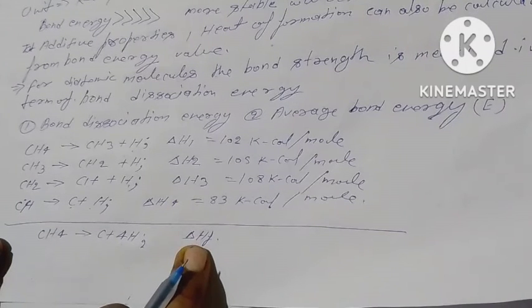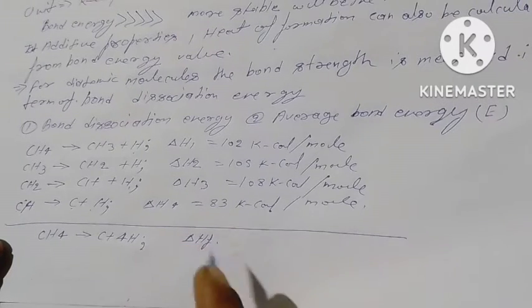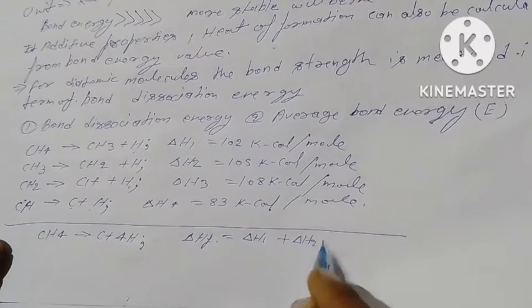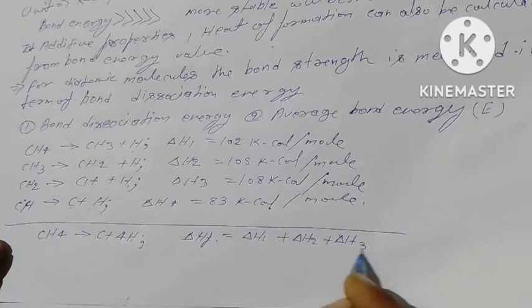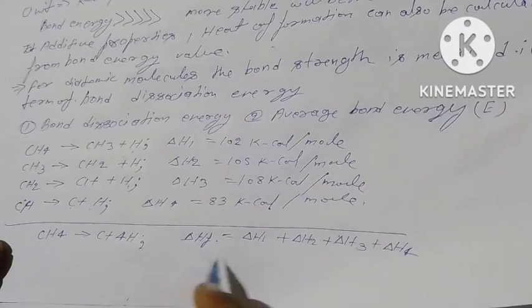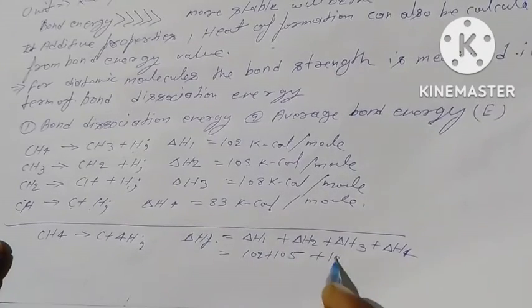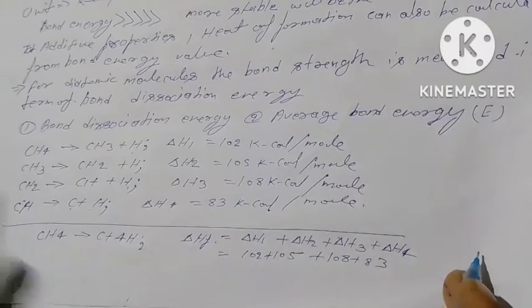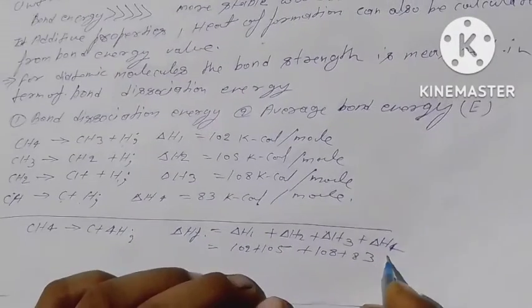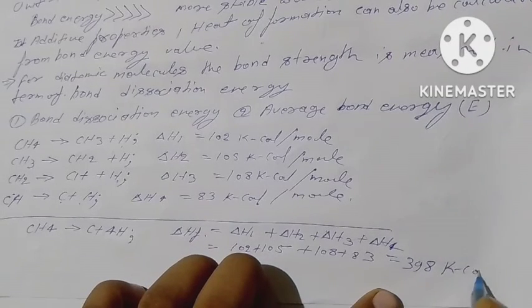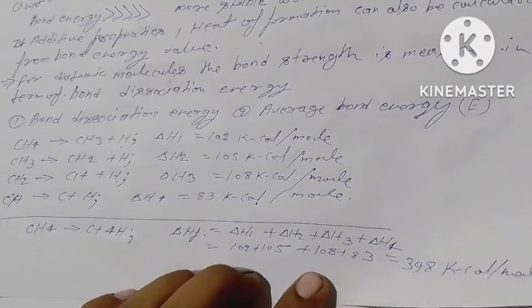Delta HF is the average of the heat of formation. That is delta H1 plus delta H2 plus delta H3 plus delta H4. That is 102 plus 105 plus 108 plus 83. That is 398 kilocalorie per mole.